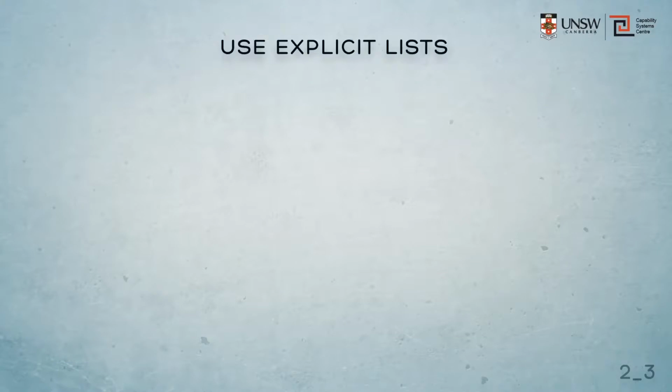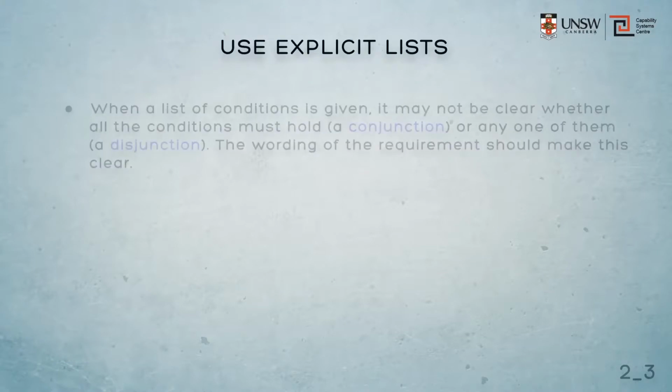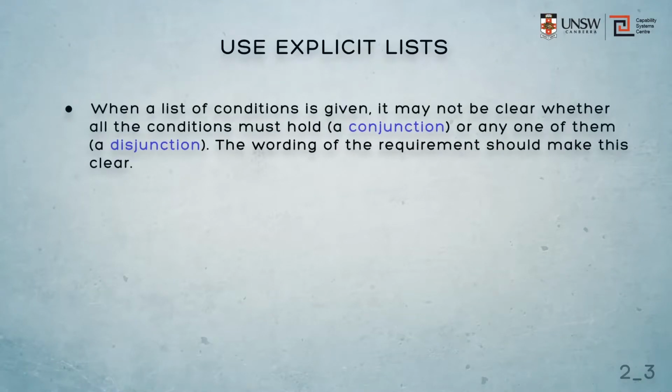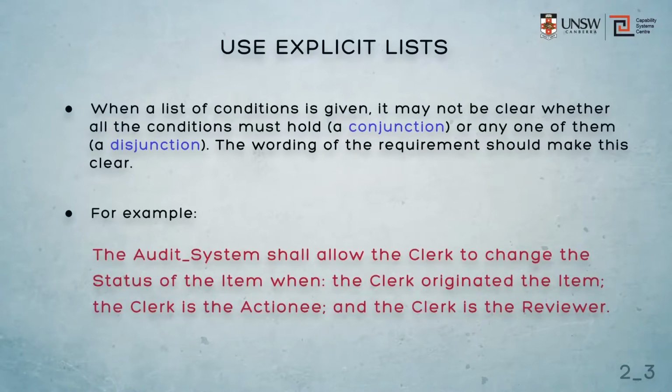Our first consideration regarding ambiguity is to make sure that the items in the list are explicit. Often, when a list of conditions is given, it may not be clear whether all of the conditions must hold, that is, there's a conjunction of some sort, or any one of them might hold, that is, it's a disjunction. The wording of the requirement should make this clear. So, for example, if we have the requirement here, the audit system shall allow the clerk to change the status of the item when, and then there are three things listed.